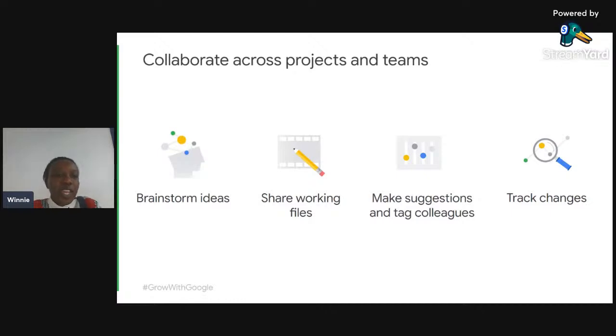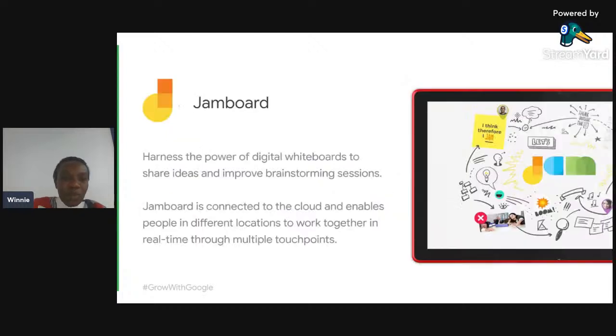All right, so we have the different categories, and one could be for brainstorming ideas, sharing working files, making suggestions and tagging colleagues, or tracking changes. Let's say you want to see what was done between yesterday and today. You could check yesterday's version and compare it to today's version and see the differences and where they are coming from. So we have a Jamboard.